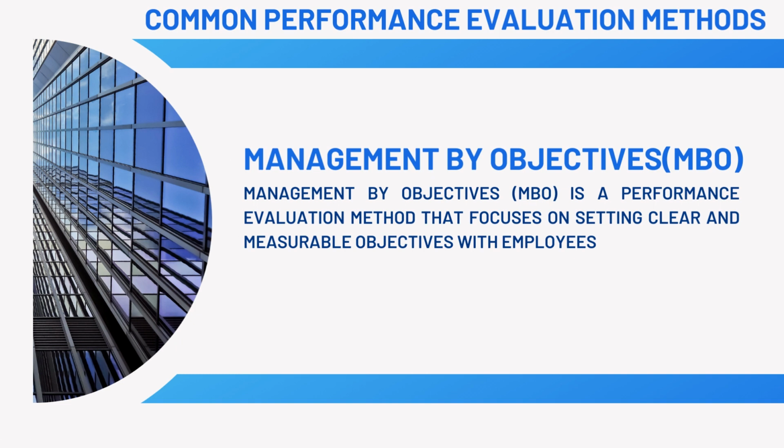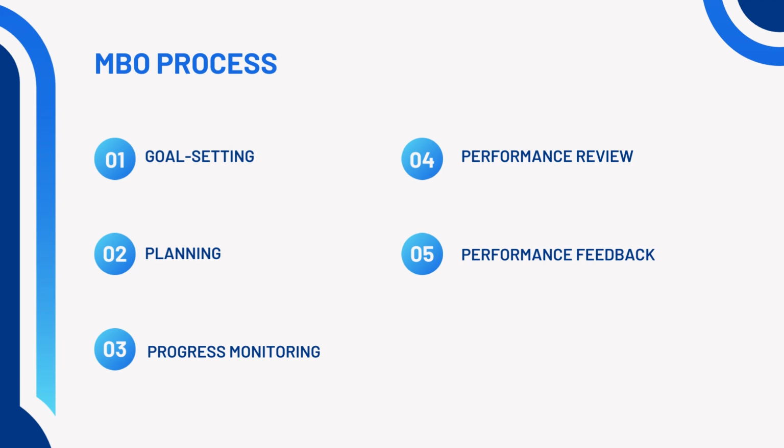And typically, there are 5 steps in MBO, which are the following. Number one, goal setting, wherein managers and employees collaboratively set specific, measurable, achievable, relevant, and time-bound objectives. These objectives are aligned with the overall goals of the organization. Then we have planning. The objectives are broken down into actionable steps or tasks. Employees and managers discuss and agree upon the strategies, resources, and timelines needed to achieve the objectives.